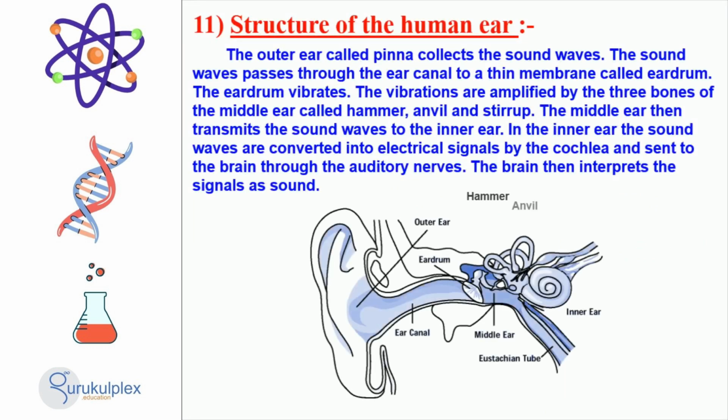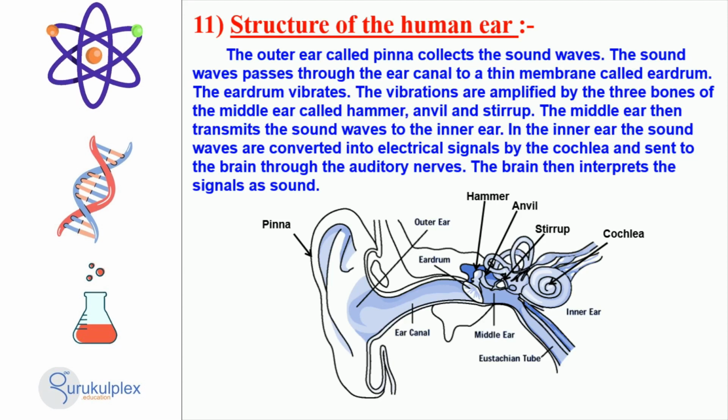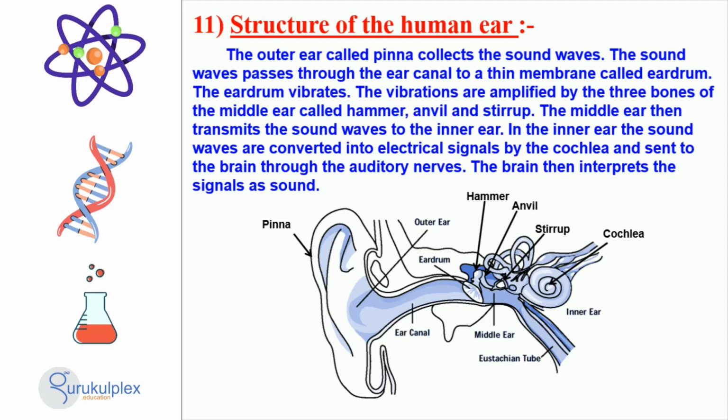Humans have a complex and amazing ear. The outer ear, or pinna, collects sound waves. These waves enter the ear canal and vibrate the eardrum, a thin membrane. The three bones of the middle ear, the hammer, anvil, and stirrup, amplify the vibrations. The middle ear then sends the sound waves to the inner ear. Inside the inner ear, the cochlea converts the sound waves into electrical signals and sends them to the brain via the auditory nerves. The brain interprets the signals and allows us to hear.